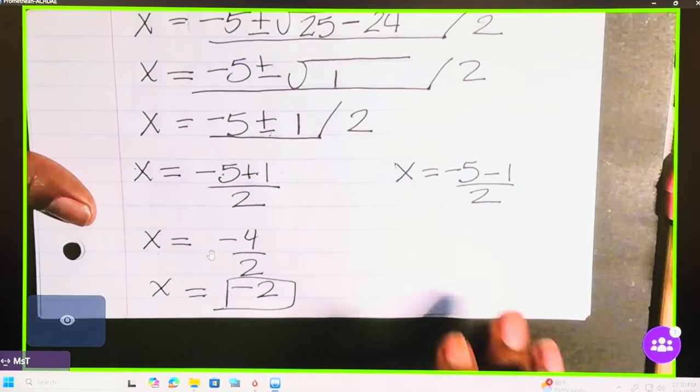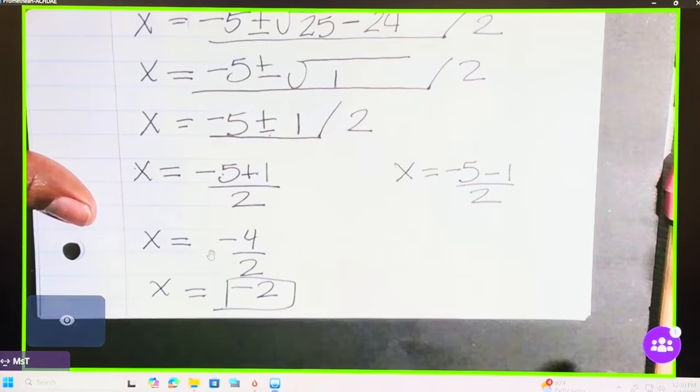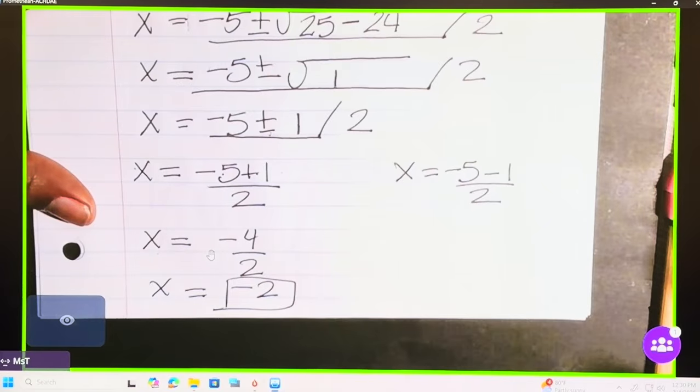One of them? Yeah. And you see how we got it using the quadratic formula instead? Yeah. So do I have to factor to get that? No. Nope. All right, so now I'm here.